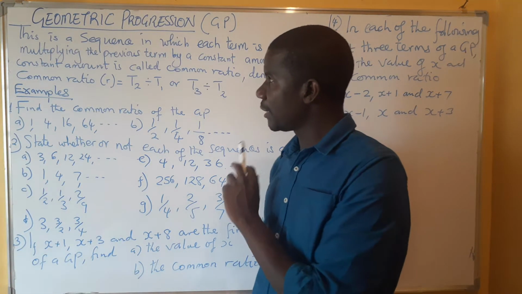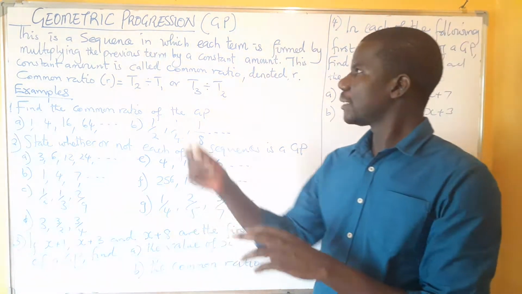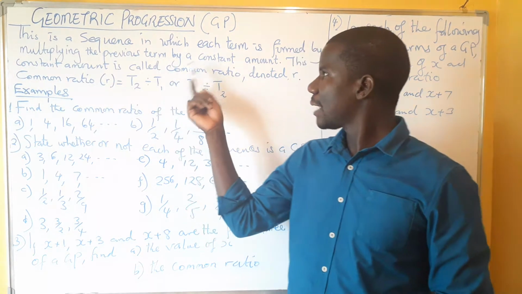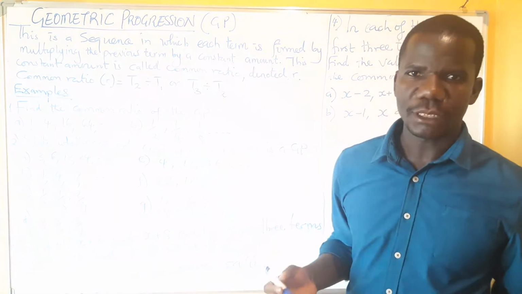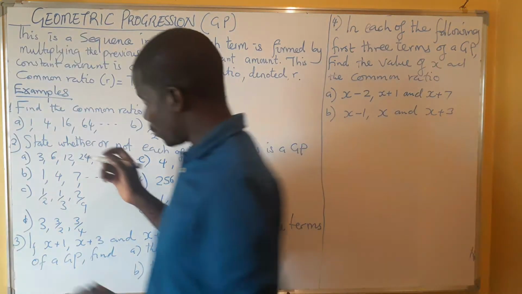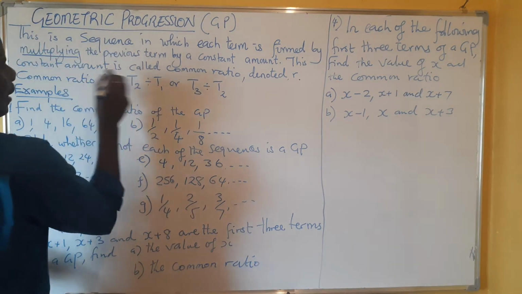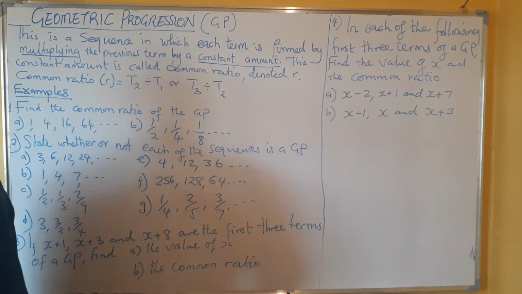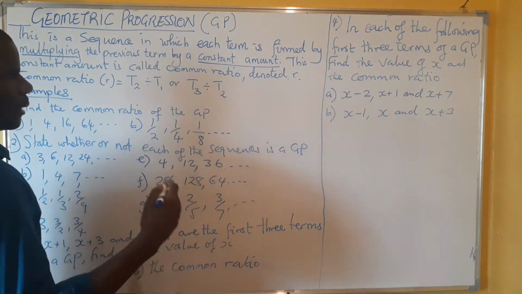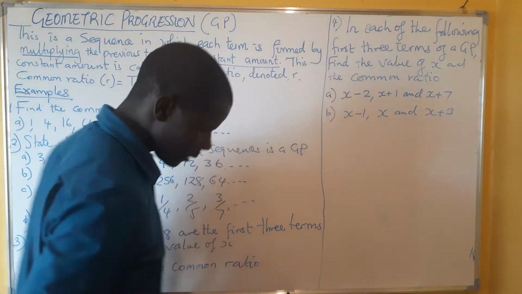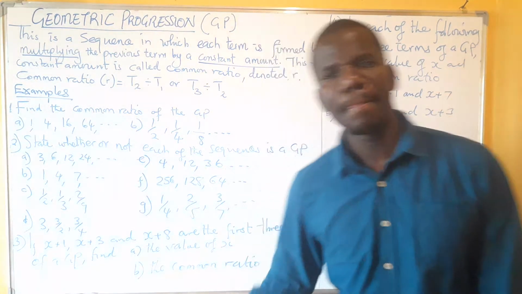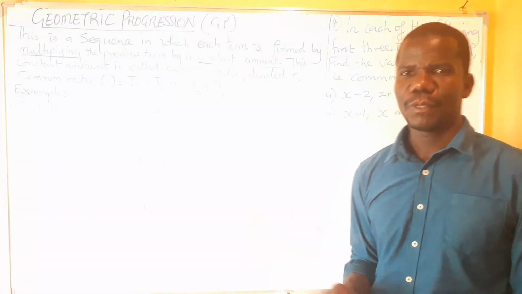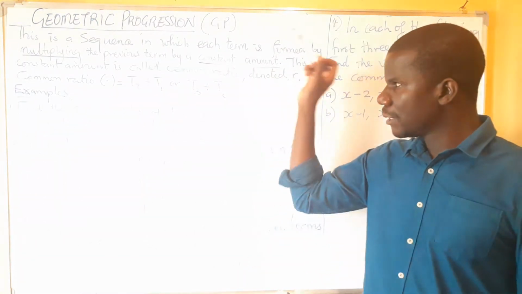As you can see, the definition is given here: it is a sequence in which each term is formed by multiplying the previous term by a constant amount. So there are words here that we have to note. Constant, multiplying constant. Okay? So to get the next term, you need to multiply the previous one by a constant. And this constant is what we are calling a common ratio. For an AP, we are calling it a common difference. Now here, we are calling it a common ratio.